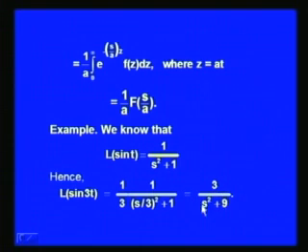Now, this Laplace transform of sin 3t you can get directly also by using the formula of Laplace transform of sin at equal to a over s square plus a square. In that you put a equal to 3, you get the Laplace transform of sin 3t as 3 over s square plus 9.